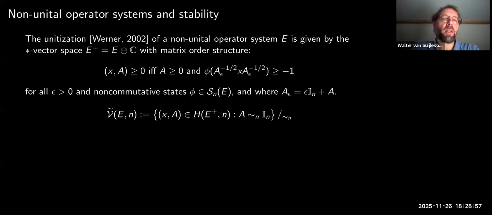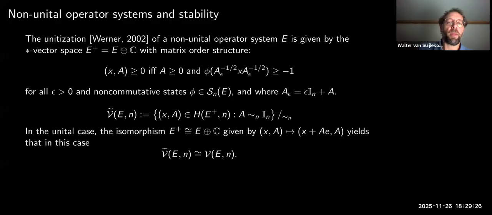Now, if you want to define an invariant at level n for a non-unital operator system, what you say is that this matrix in the C component should be homotopy equivalent to the identity. And then you take a quotient again by homotopies. So that's what you allow yourself to have for non-unital, which is the V tilde that I have. And in the case that E is unital, then you can maneuver this E plus into E plus C, but now with the direct sum order structure. So just the fact that you have cones in both of these.